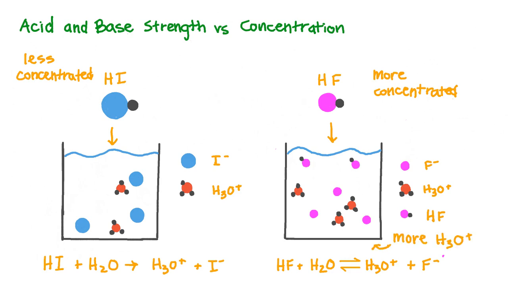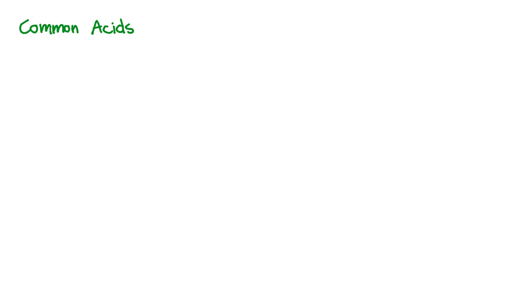In this case, even though the strong acid completely ionizes, there won't be as many acid molecules to ionize, so there just won't be that many H3O+ ions in the solution. In this case, the weak acid will comparatively have a higher concentration of H3O+ ions, even though it's a weak acid. With all this in mind, let's take a look at some common strong and weak acids and bases.